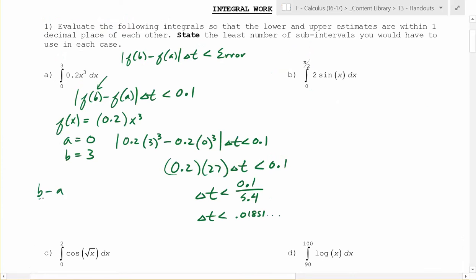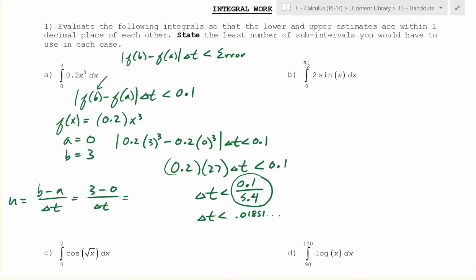It's b minus a over delta t. Exactly. So in this case, it's going to be 3 minus 0 over that. What does that equal? Remember, round at the end. So if you do this exactly, really plug that in right there, it's 1 over 54, right? 1/54th. So what is that? 3 divided by 162? Is it 162? Yeah. If you rounded, you have to be careful to round, right? So it actually is exactly 162 if you don't round. So you need to break it up into at least 162, right?